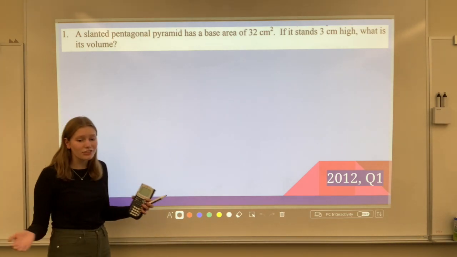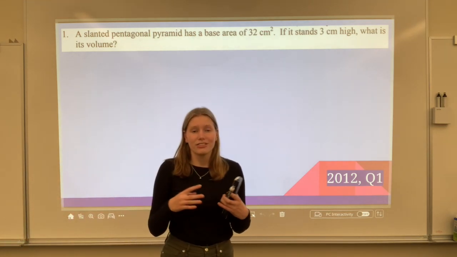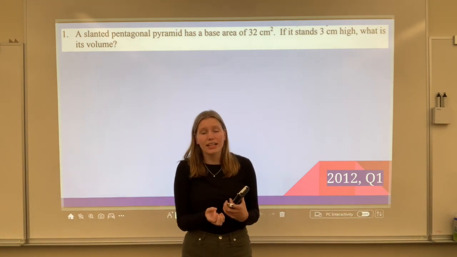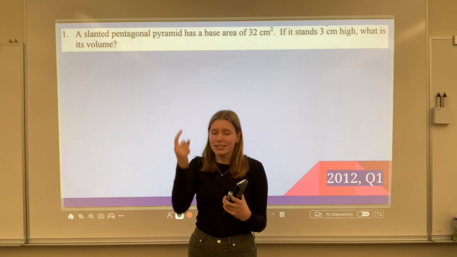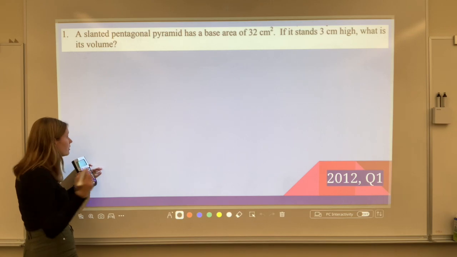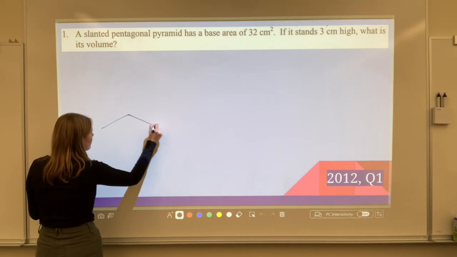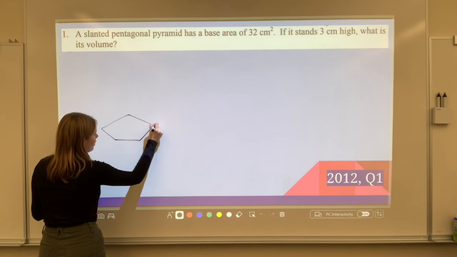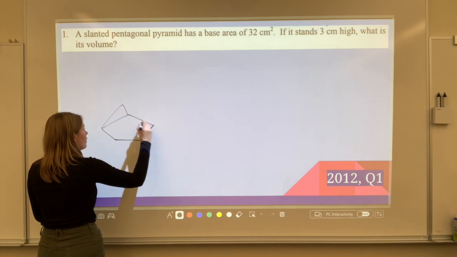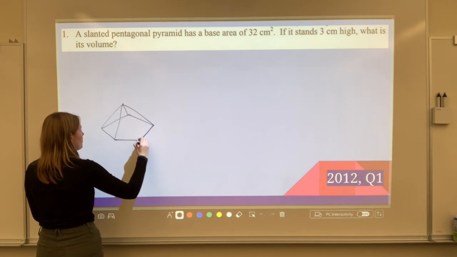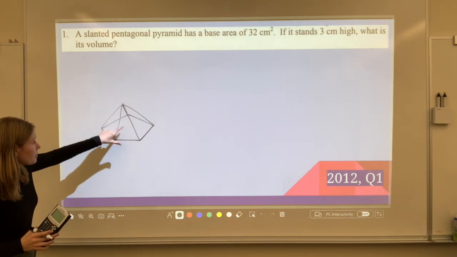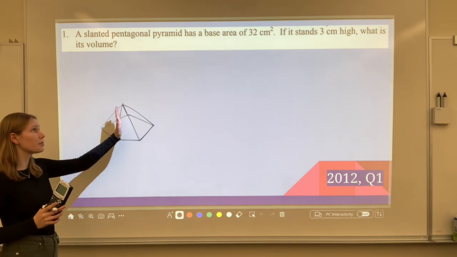Alright, starting off strong, we have a really strange shape. A slanted pentagonal pyramid is essentially just a pentagonal pyramid, but the top isn't directly over the center of the pentagon base. So I'm just going to draw this in case anybody's still wondering what it looks like. It's going to be a pyramid, but with a base of a pentagon. So that means all of the sides are going to meet up in a point, just like that. And I kind of drew it a little wonky, so it's perfect. It already looks like a slanted pentagonal pyramid.